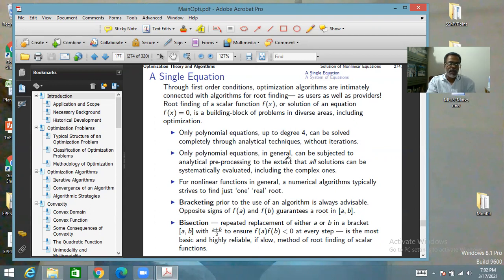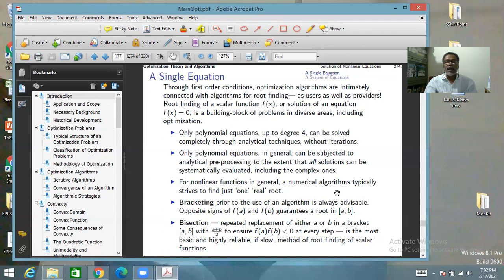real as well as complex. But in general, for nonlinear equations, numerical algorithms are iterative and they typically try to find a single solution. Starting from another point in another run, you may find another root or maybe the same root all over again. All these things can happen.